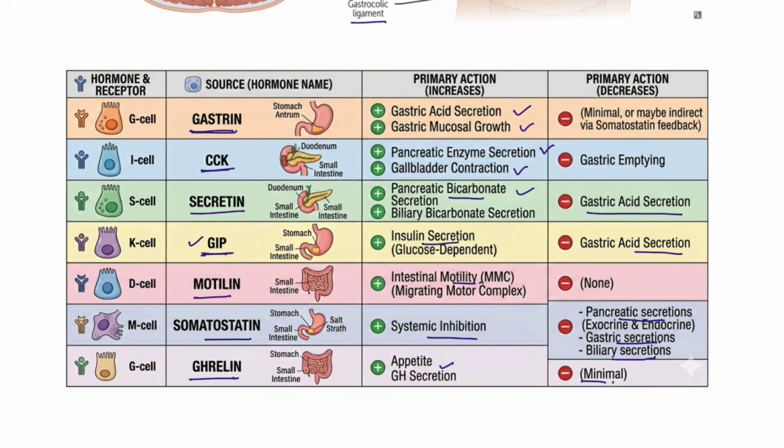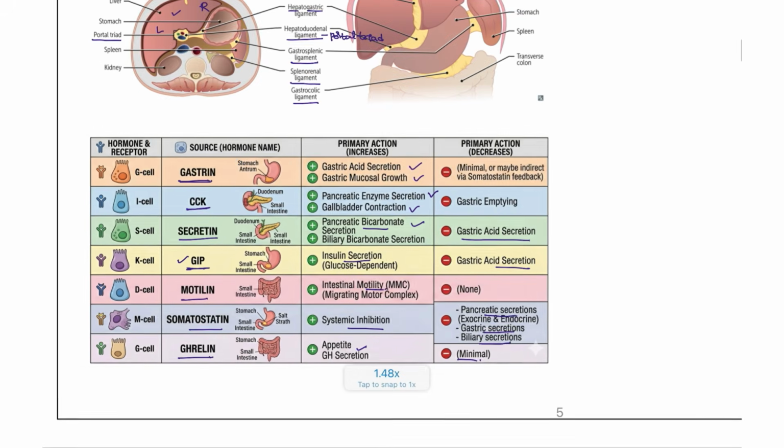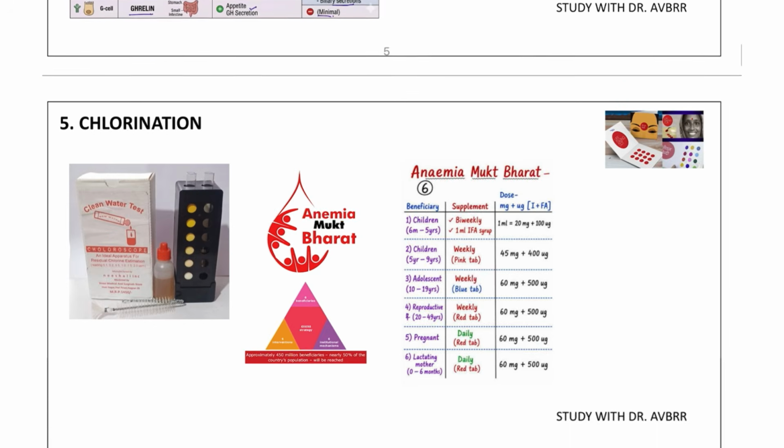So these are the important points that you have to remember, and here I have also given their cells. At least these functions have to be remembered in the examination.